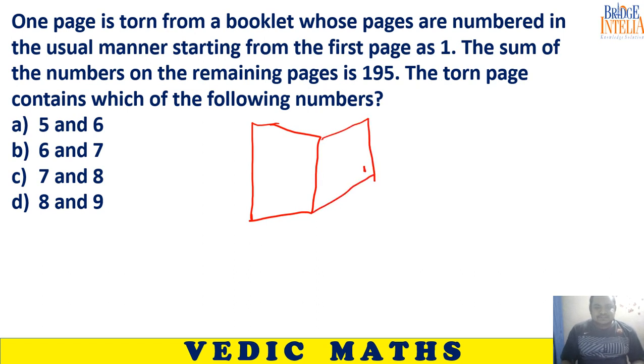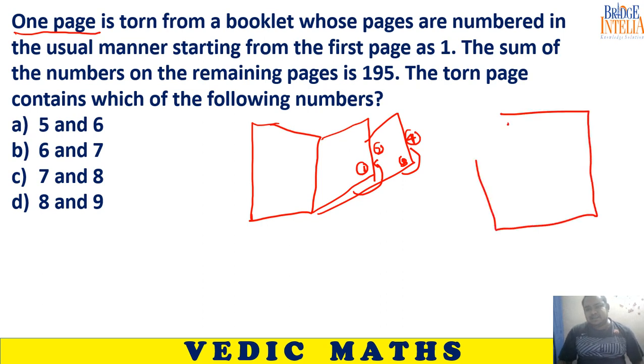So if this is page number 1, the next page, which is on the other side, will be page number 2, then there will be page number 3, then on the back side will be page number 4, and so on. So this is the structure of a book. So what they are saying is that there was a book. From that book, they tear a page. One page means if you tear out one single page, that means it will have two page numbers.